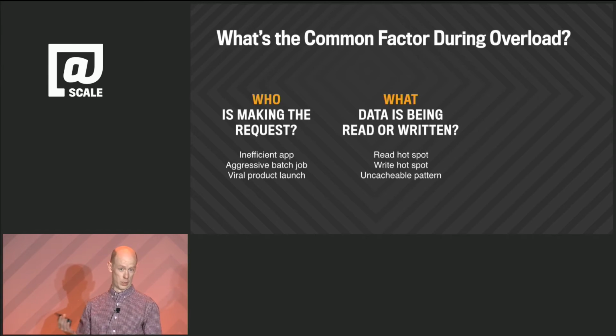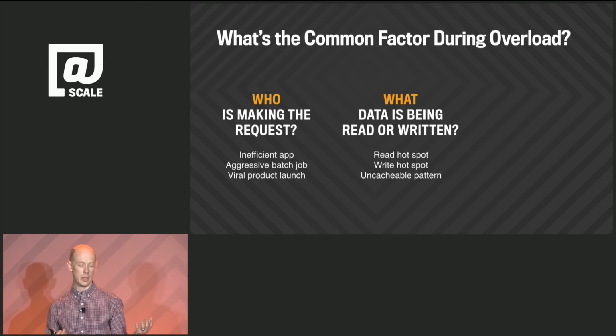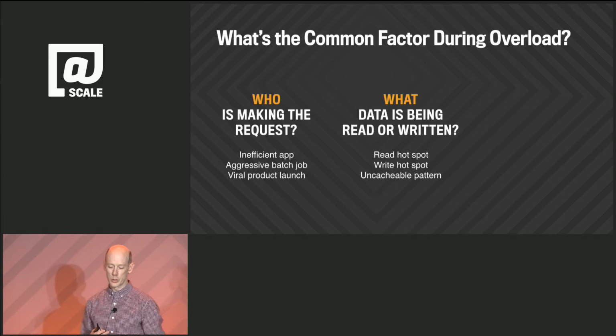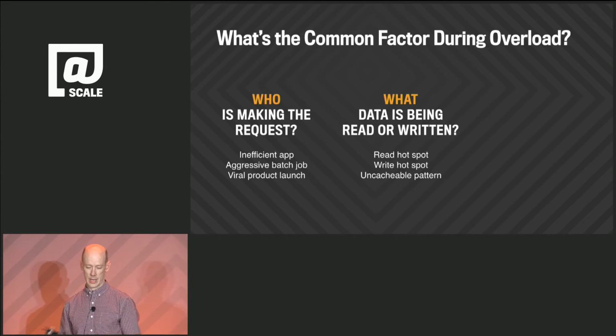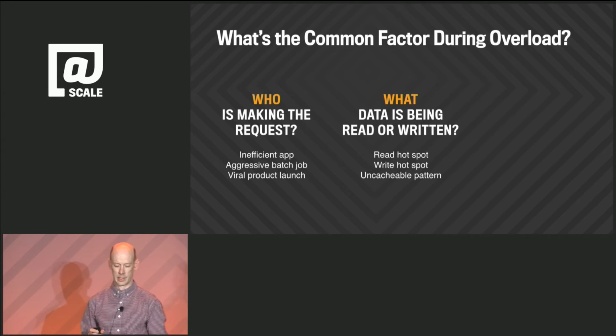One common divisor of a problem is the data that's actually being read or written. So we could call this a hotspot. It could be a hot shard. It could be something that's being written very heavily. It could also be a particular data item that for some reason is uncacheable, maybe it exceeds the size of the cache. There's too many edges, and so we can't fit them all in cache or something like that.